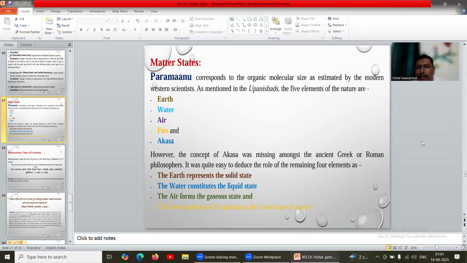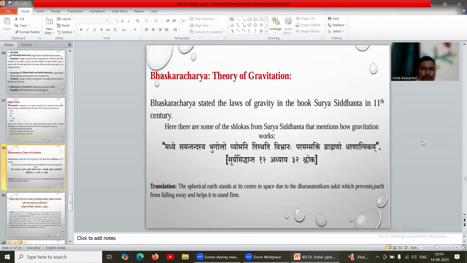However, the concept of Akasha was missing among the ancient Greek or Roman philosophers. It was quite easy to deduce the role of the remaining four elements, as earth represents the solid state, water constitutes the liquid state, air forms the gaseous state, and fire constitutes plasma as the fourth state of matter. Now we see the Bhaskaracharya theory of gravitation.